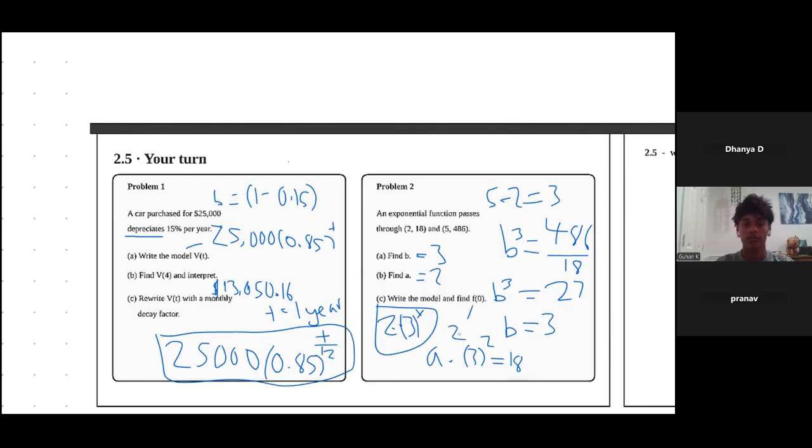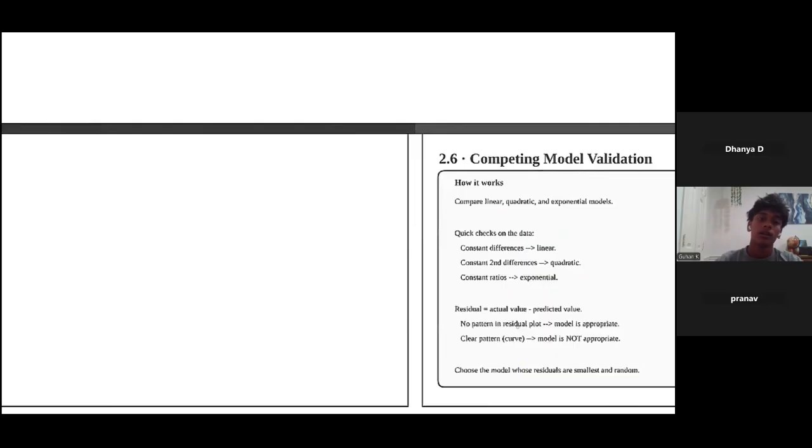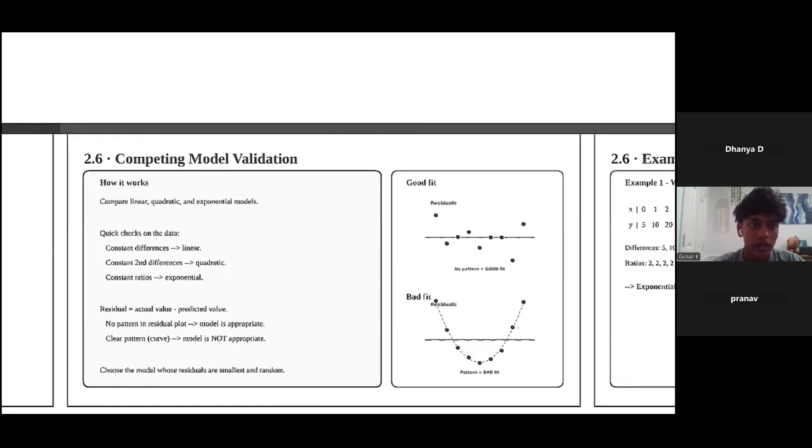Okay, let's look at the final thing of the day. Model validation. So this is basically just residuals, right? Comparing linear, quadratic, and exponential models, and then quick checks on the data. First of all, this is just a quick review that constant differences is linear, which basically means if the first differences are all the same, it's linear. Constant second differences, then it's quadratic. Remember, this is stuff we did in unit 1. And then constant ratios is going to be exponential, as we saw earlier today.